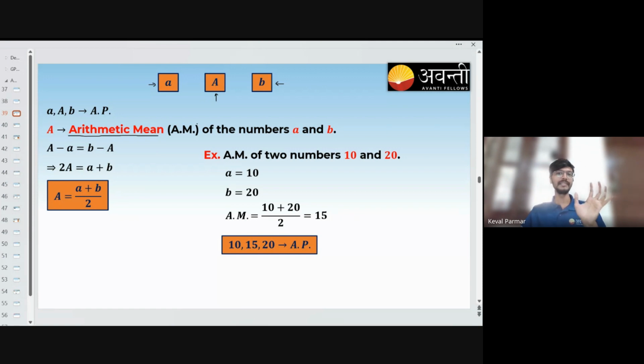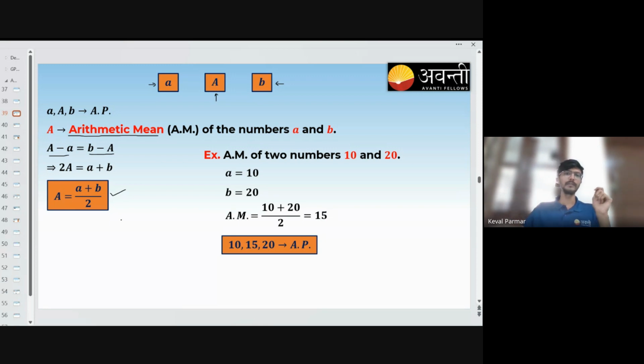Now, in AP, we already know the property: the common difference is the same. That means capital A minus A will be equal to B minus capital A. So from here, we get the formula of capital A, which is the arithmetic mean. Nothing else, this is the same mean we have studied from school. Mean was the sum of all observations upon the total number of observations. You must have studied this, right? We have studied it many times in statistics. So yeah, that is only called arithmetic mean.